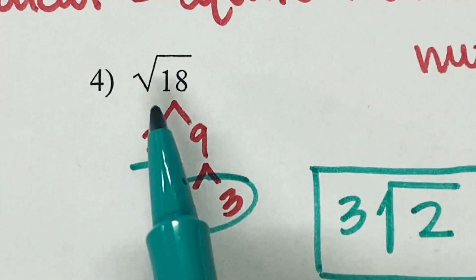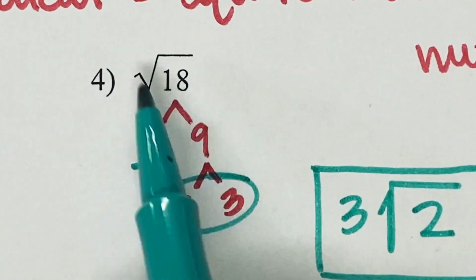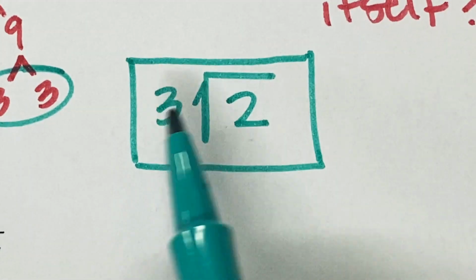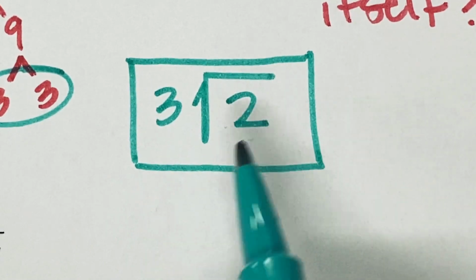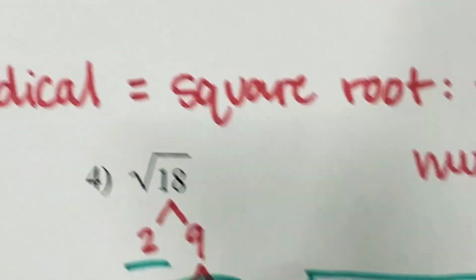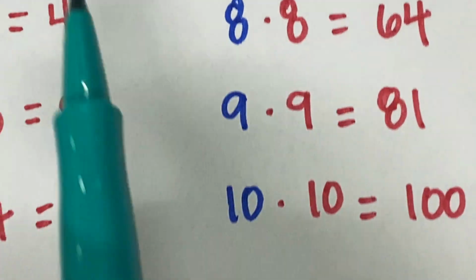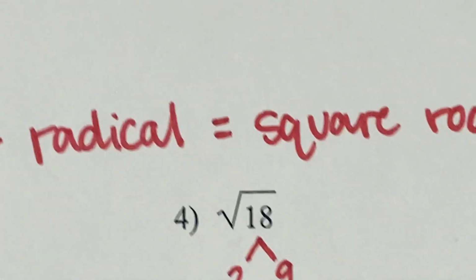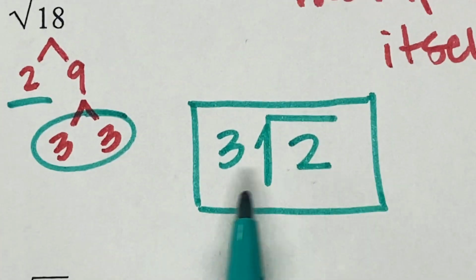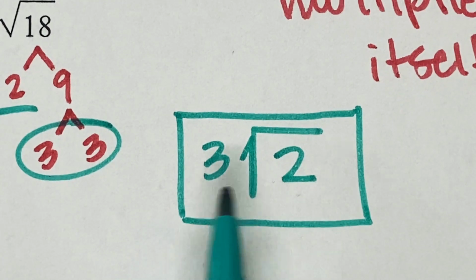So when somebody asks you, what is the square root of 18? You can say 3 root 2. It's not a perfect square because 18 is nowhere on our list, right? It goes from 16 to 25. So the best we can simplify it is 3 root 2.